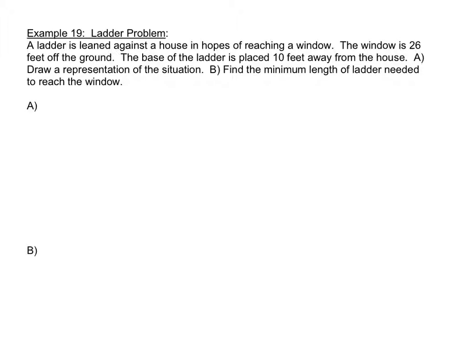Alright, so it says a ladder is leaned against a house in hopes of reaching a window. The window is 26 feet off the ground. The base of the ladder is placed 10 feet away from the house. Okay, so let's think about this. 26, 10, and they want to find the length of the ladder. Okay? So it says draw, we did that. Find the minimum length of the ladder needed.